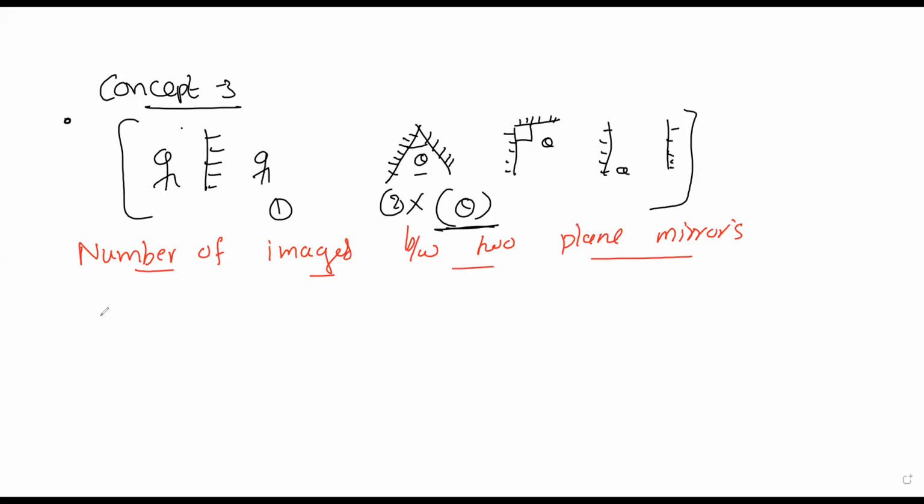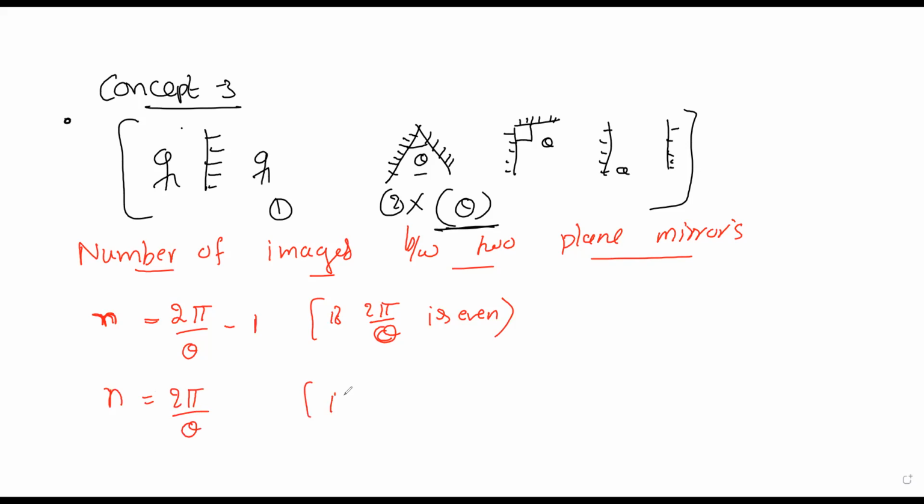Just remember the formula, children. The number of images formed we can represent using n. So n, the number of images formed by the two plane mirrors, equals 2 pi divided by theta minus 1, where theta is the angle between the two plane mirrors. If 2 pi by theta is even, you need to do minus 1. If it is odd, then you leave it like this, 2 pi by theta only.